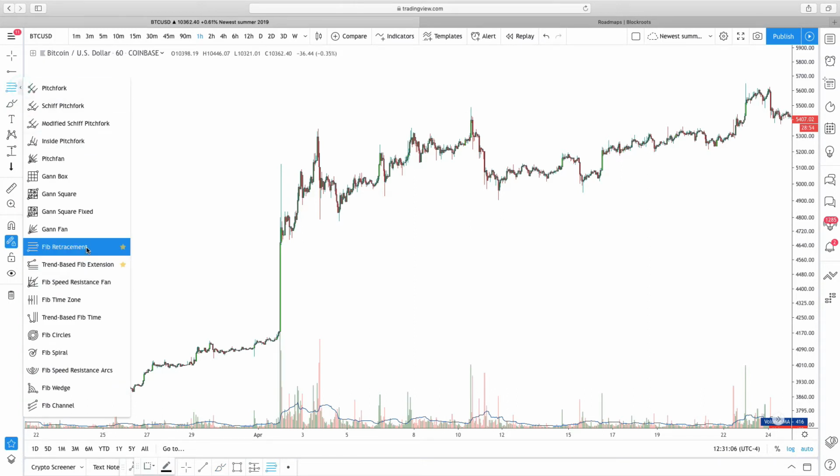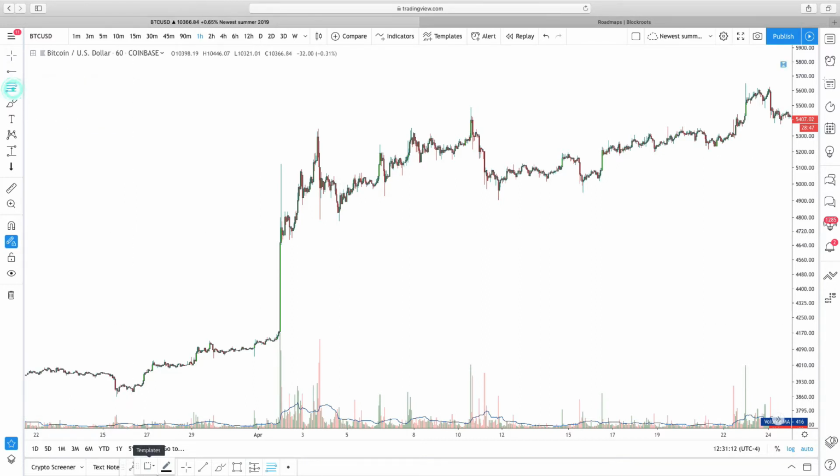So when we take the Fibonacci tool, it's this tool right here. You go in here, Fib retracement. I put mine on TradingView. You can hit the favorites button, and then you'll have this little favorites toolbar, wherever mine is. It's hidden right now. It's right here, and I have my go-to tools.